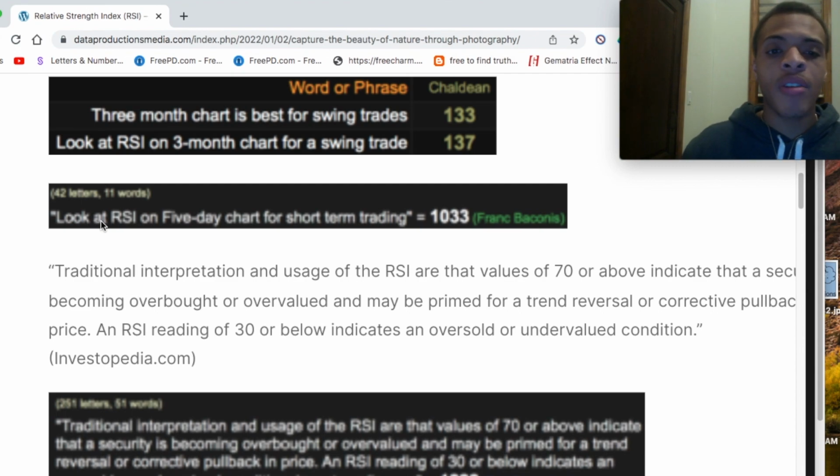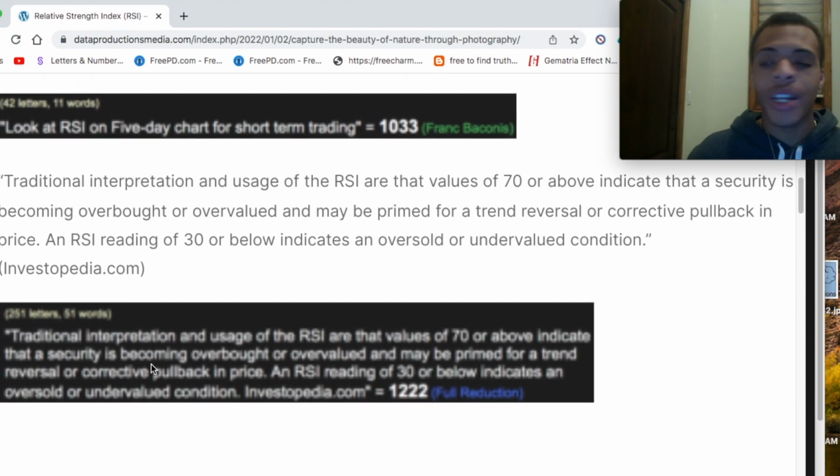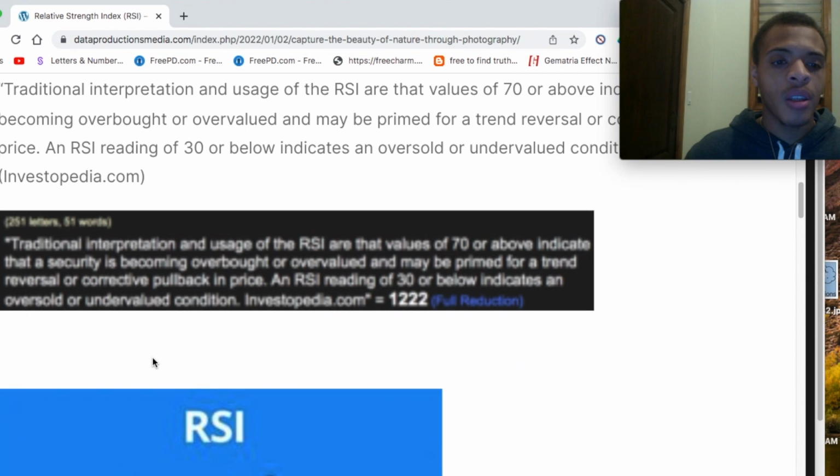But look at RSI on 5-day chart for short-term trading is 1033 in the Frank Bacon cipher. Again, that's case sensitive, so that's pretty big time. Traditional interpretation and usage of the RSI, or that of values of 70 or above, indicate that a security is becoming overbought or overvalued and may be primed for a trend reversal or corrective pullback in price. An RSI reading of 30 or below indicates an oversold or undervalued condition. Investopedia.com. So I took the gematria of this, and this is what we get.